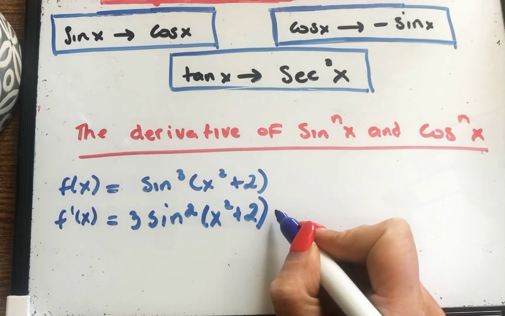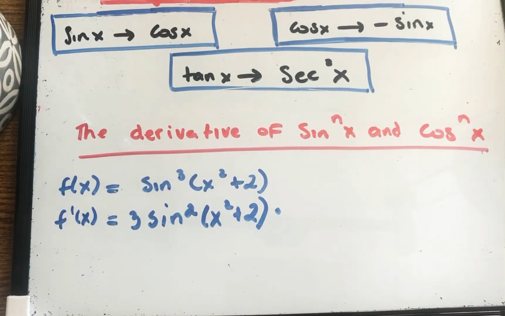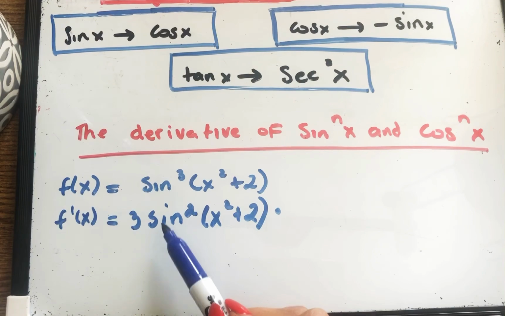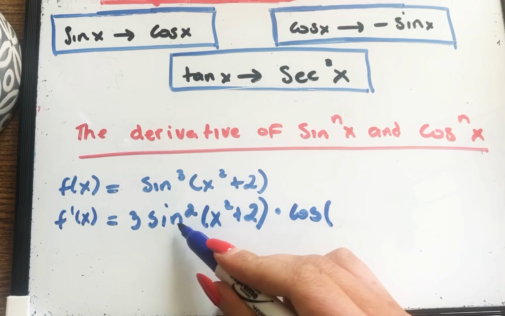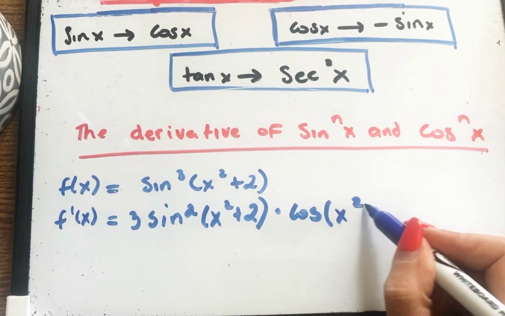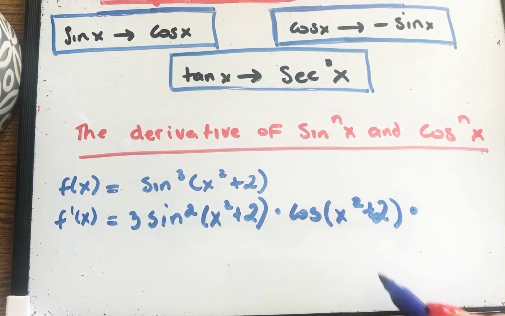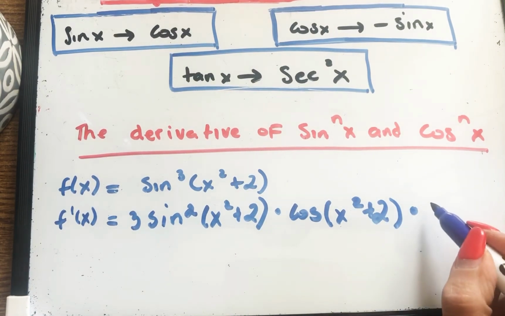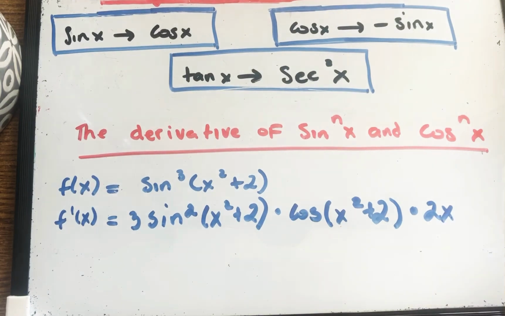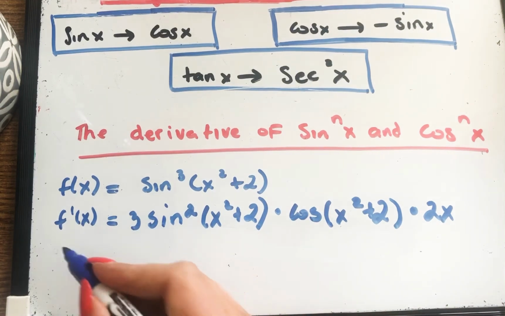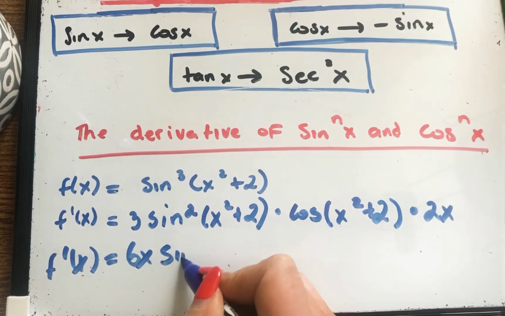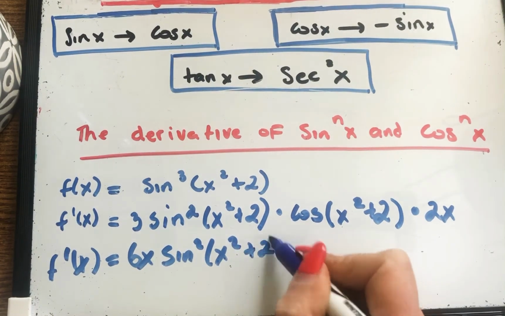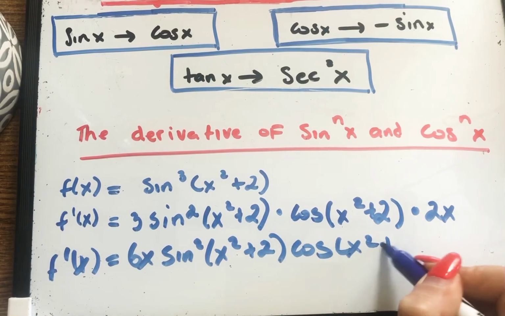And then in the chain rule, you would always get the derivative of what you have. So the derivative of sine goes to cos. We differentiate sin(x^2 + 2), you keep your x^2 + 2 and then you differentiate the bracket. So if we differentiate x^2 + 2, we get 2x. So there we have it. We can finish off our answer by bringing our 2x all the way to the front and multiplying it by the 3. So we have 6x sin^2(x^2 + 2) cos(x^2 + 2).